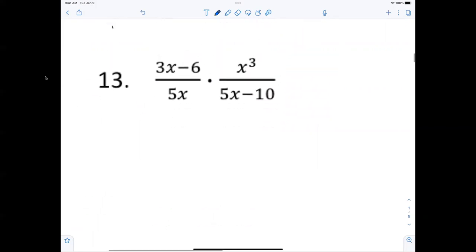All right, which one can be factored? The 3x minus 6 has a GCF in it. So what is that? 3 parentheses what? x minus 2. x minus 2. Come on. Hey, chop chop, man. Daydreaming. What else?